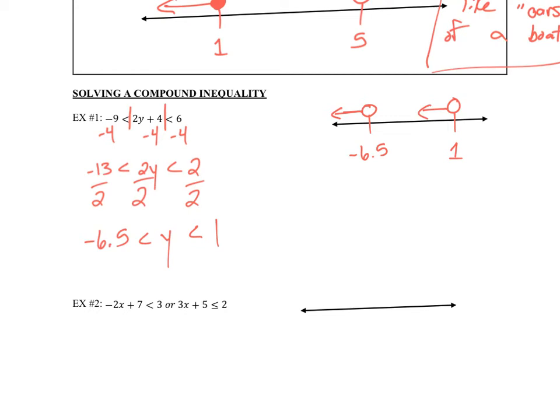So these both go to the left, which doesn't happen very often, but what that means is when you shade it, it would be everything to the left of 1. This does not happen very often, but in this case it did.